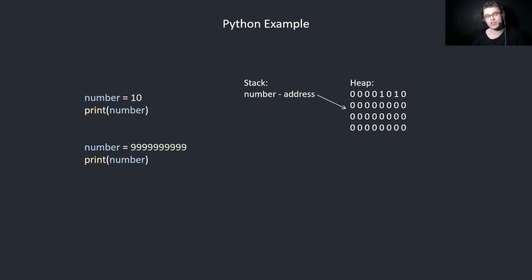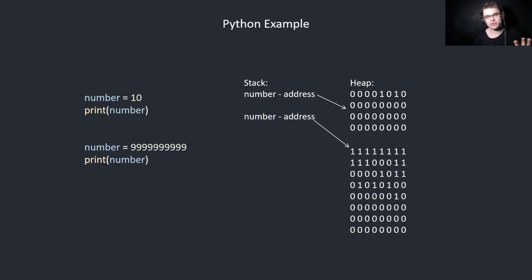Say for example we reassign it. So now we say number equals, what, 9 billion or something like this. So this is too big to fit in 4 bytes. So basically, we need more data. What happens is Python will do this automatically. There is actually no upper limit to integers. They can go infinitely until you run out of memory, basically.